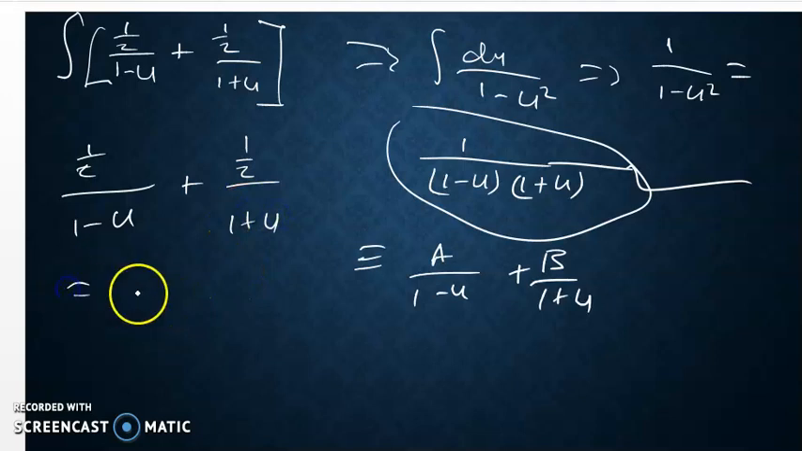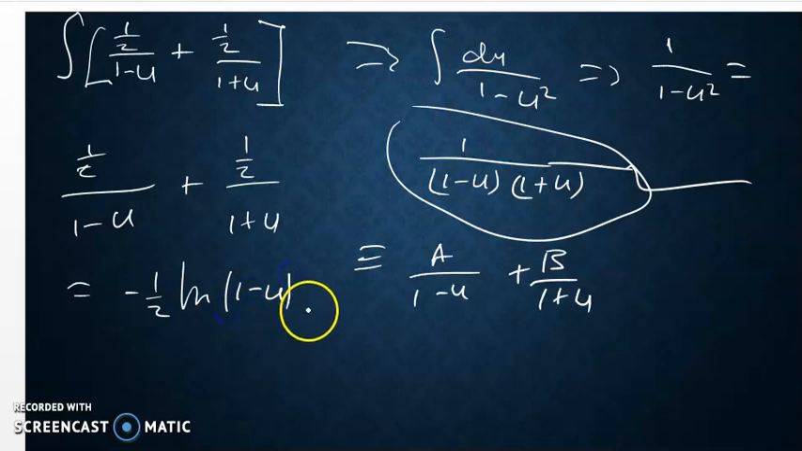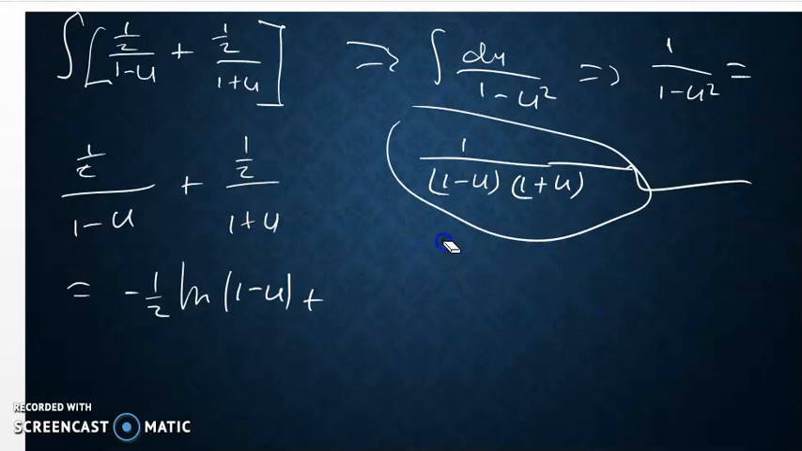And this will give us negative a half. If we integrate the whole of this, ln of 1 minus u, plus a half ln of 1 plus u, then plus c.